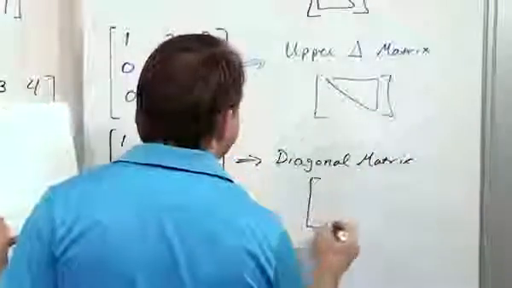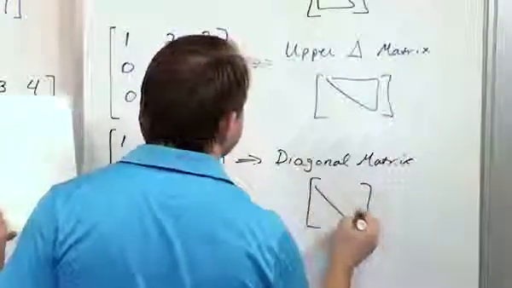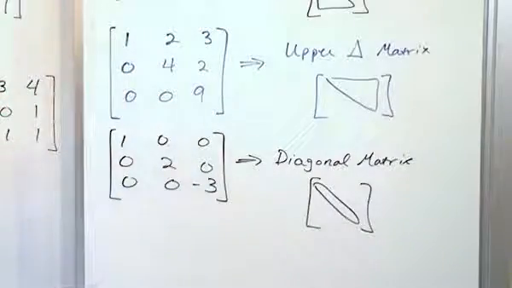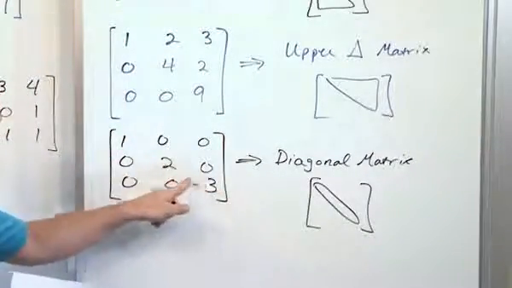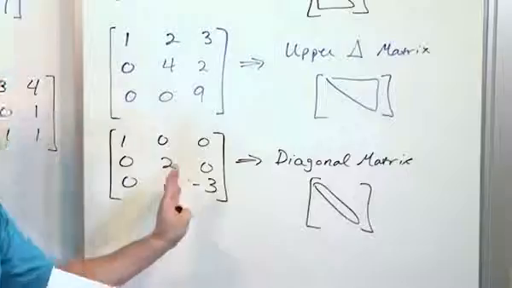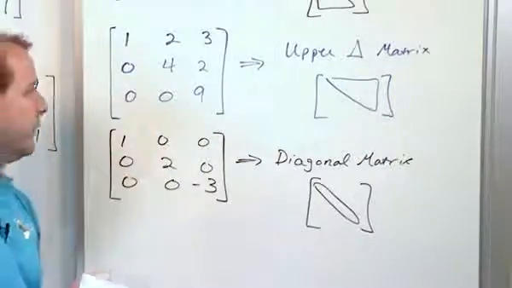In a diagonal matrix, basically the only non-zero elements are going to be strictly along the diagonal, like what we have right here. So here we have non-zero elements on the diagonal, but everything to the upper right and everything to the lower left are all zeros.